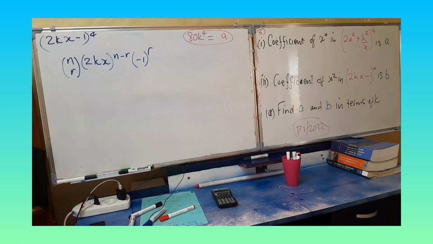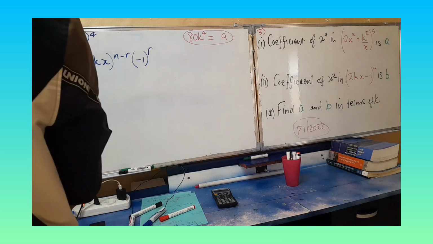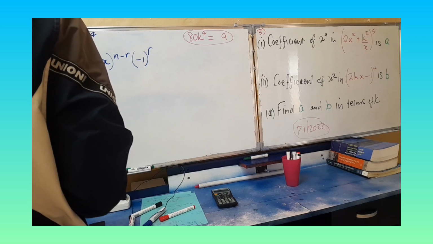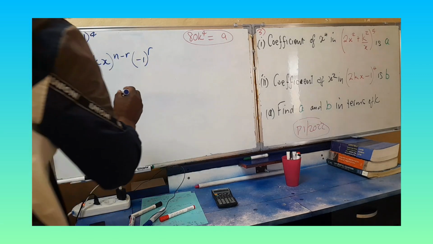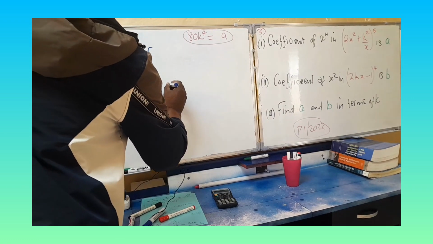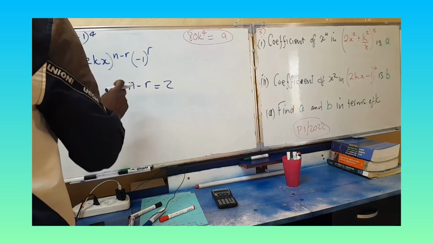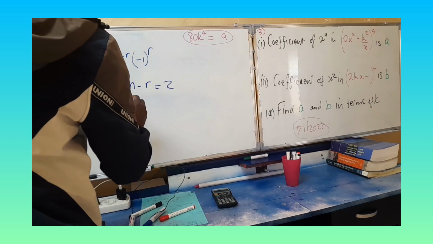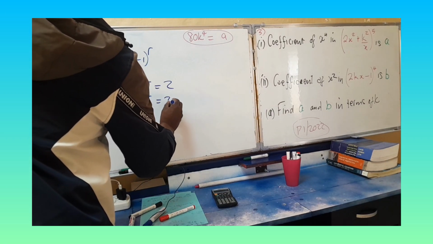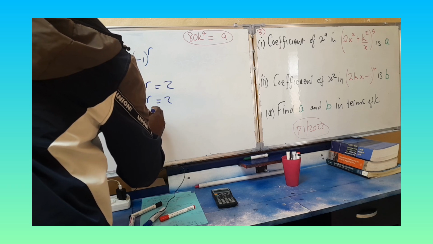Of course, we want the term in x squared, so what will be r? If it's the term in x squared, then n minus r should be equal to 2. But what is n? n is equal to 4. So 4 minus r is equal to 2. r is equal to 2.